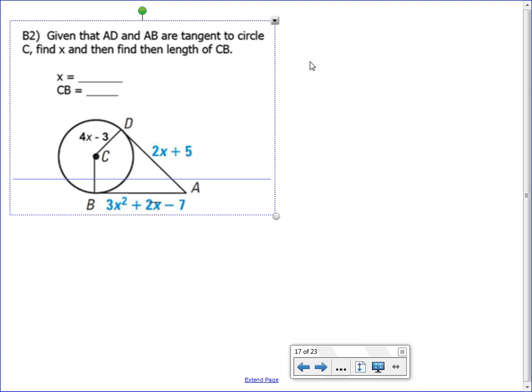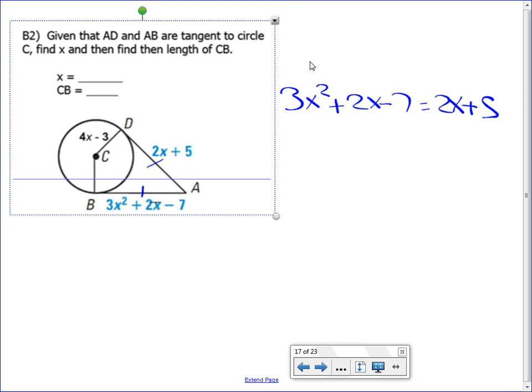B2, given that AD and AB are tangent to the circle with the center C, find x and then find the length of CB. So it's similar to B1, it's just we have to do one extra step. It's similar in the sense that I have to set the expressions equal to each other. So 3x squared plus 2x minus 7 equals 2x plus 5.